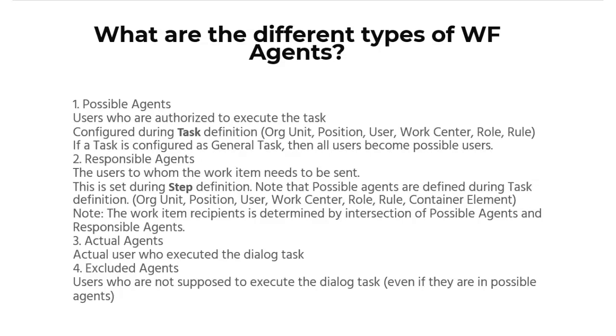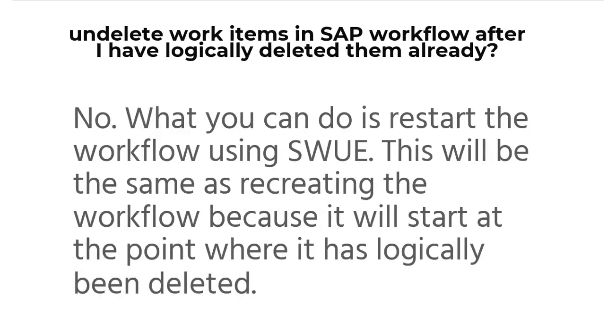Responsible agents are the users to whom the work item needs to be sent. This is done in the step definition. The possible agents are defined during the task definition. Actual agents are the actual users who executed the dialog task. And excluded agents are users who are not supposed to do this. Those are the excluded ones.